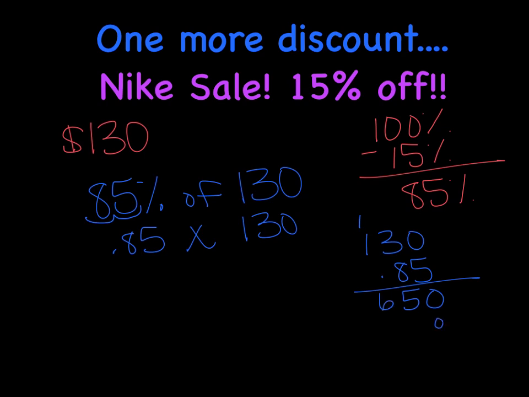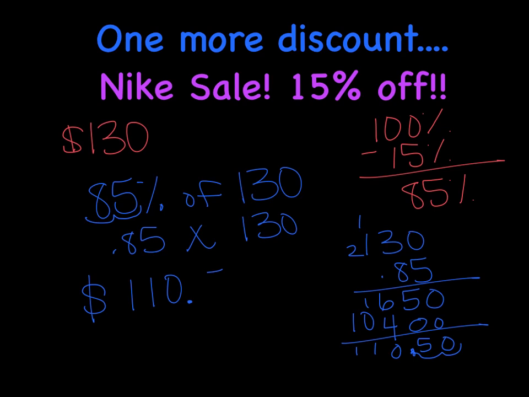Don't forget your placeholder. 8 times 0 is 0. 8 times 3 is 24. 8 times 1 plus the 2 you carried is 10. So 0, 5, 10, 1, 1. You had 2 decimal places. So that sale price, because you saved 15%, didn't have to pay for 15% of it, you are only going to have to pay $110.50. That would be your discount price.